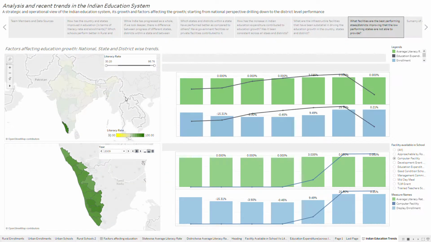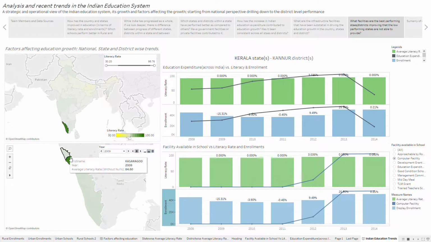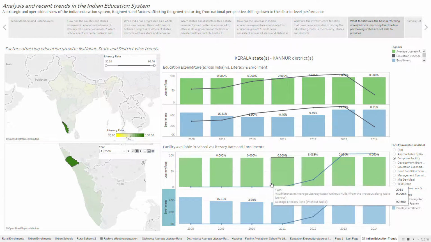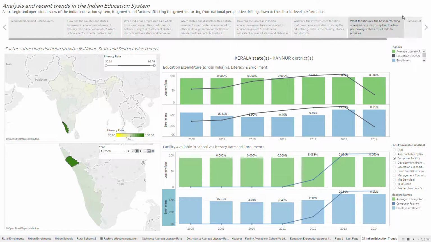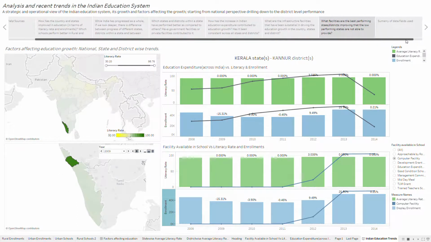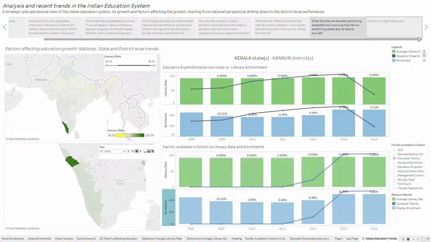So we can use these dashboards to drill down to various states and districts and identify what are the facilities that have improved over the years for the best performing states, and that can be replicated across the country. So this dashboard can be used at a national level and by members of the policy making committee for education for individual states as well.